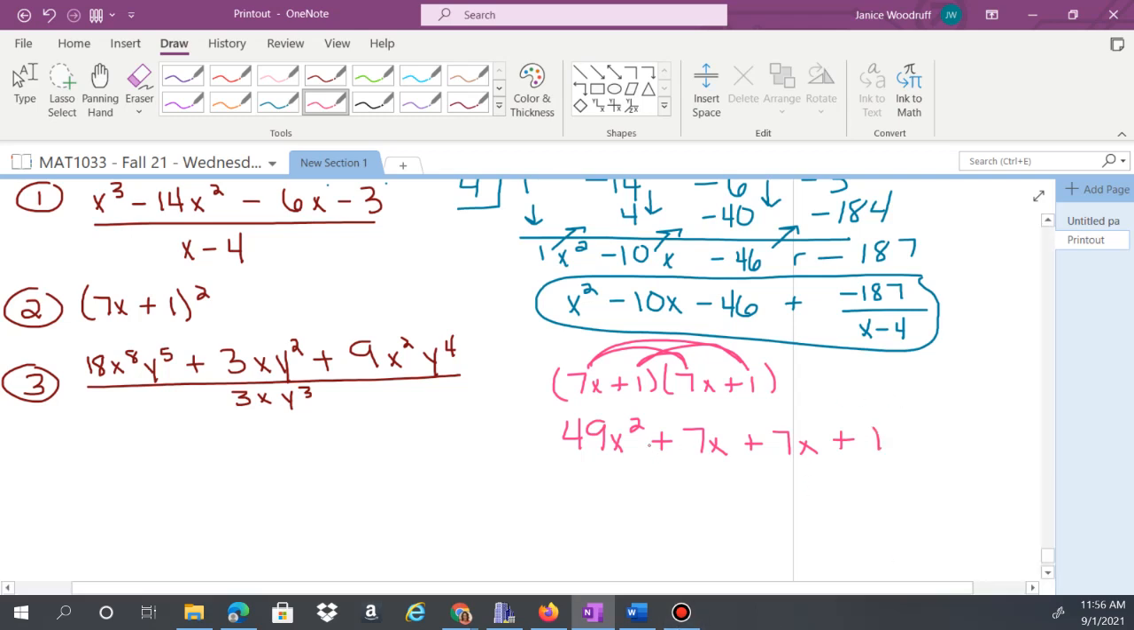Then I'm going to combine my two middle terms, 7x plus 7x. That'll give me a positive 14x. So I have 49x squared plus 14x plus 1. And then that's it.